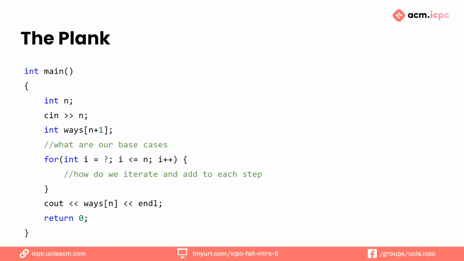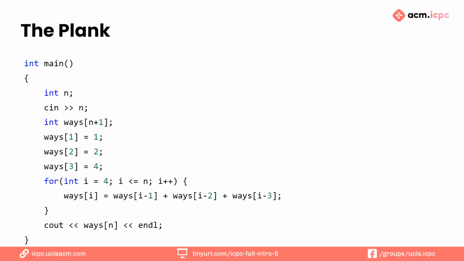Just like you said, we have our base cases, which we just went over, and for our iteration, the number of ways of i is the number of ways of i minus 1 plus i minus 2 plus i minus 3. So yeah, it's just the sum of the number of ways to do it for i minus 1, i minus 2, and i minus 3. So yeah, that's the problem.